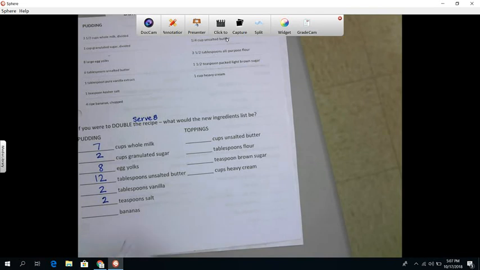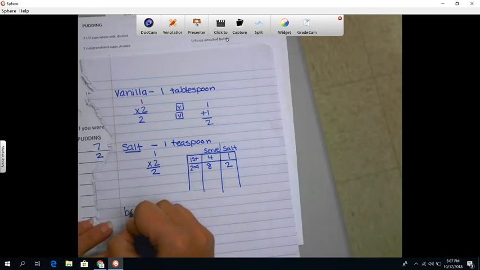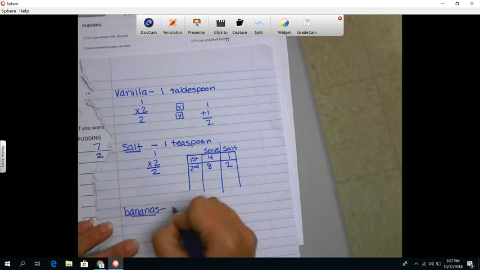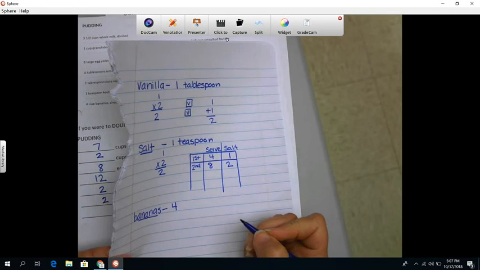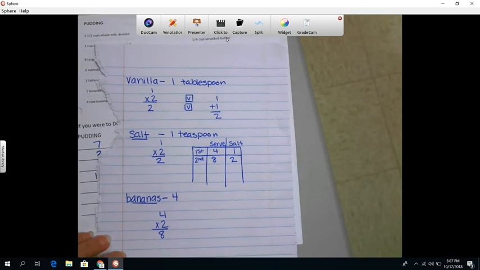And now we're at our bananas for our banana pudding. So we need 4 ripe bananas. We need 4 bananas for 1 recipe. We're going to double that recipe, and as we double our recipe, that's timesing by 2. And we would need 8 bananas for our recipe.